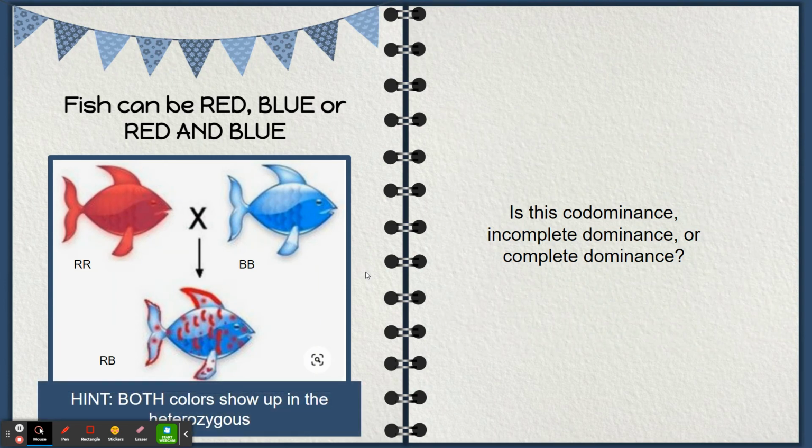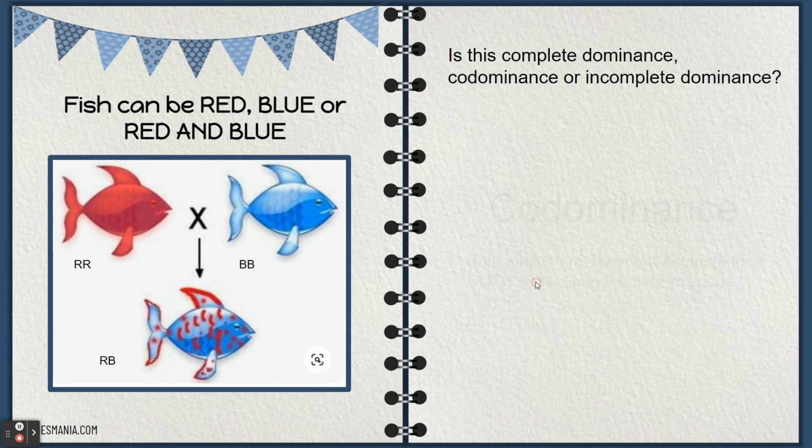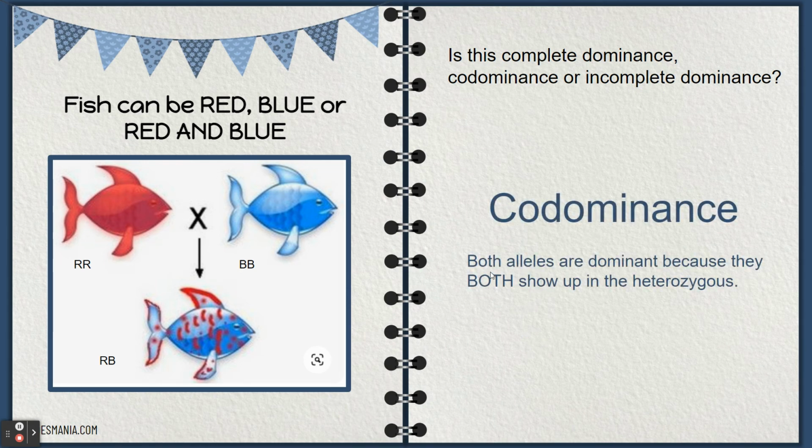So for each scenario, you're going to determine, is it complete dominance, what Mendel said? Is it codominant, both are dominant? Or is it incomplete dominance where we threw them in the blender and they were a blend? So answer this question. Fish can be red, blue, or red and blue. What type of dominance is this?